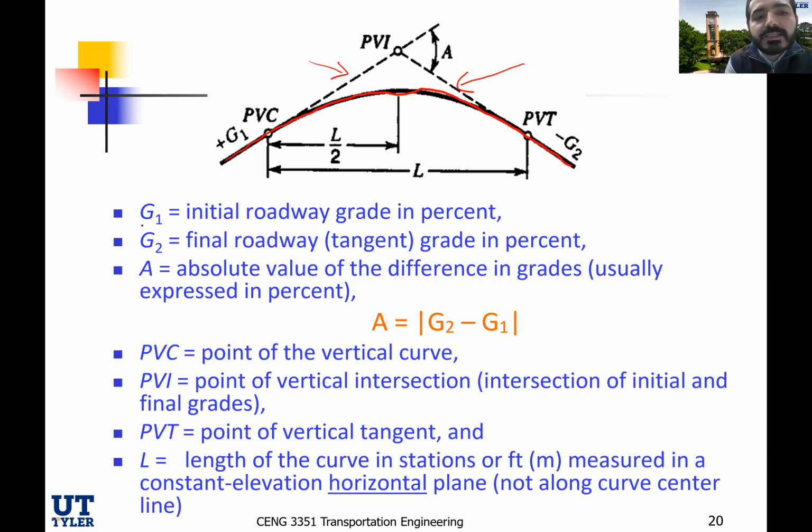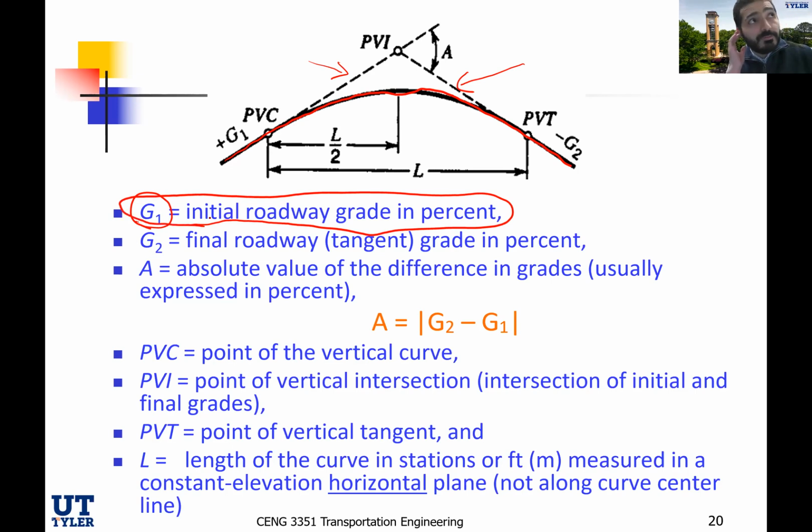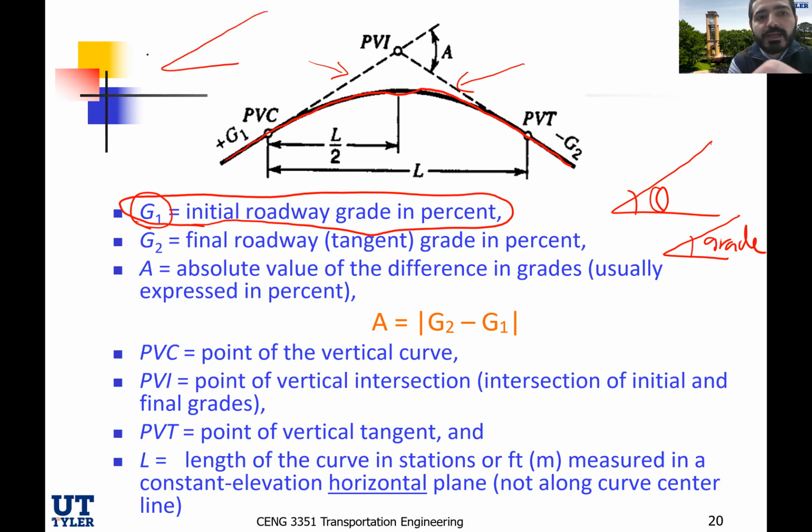So let's start with this small simple thing. G1, capital G1, is the initial roadway grade in percent. Remember in chapters 1 and 2 we don't like to talk about theta, we like to talk about G, the grade. The grade is in percent. For example, if I'm going upward at a 3% grade, that means I'm climbing 3 feet every 100 feet in the horizontal direction. That's a positive 3% grade. So G1 is the initial roadway grade in percent.